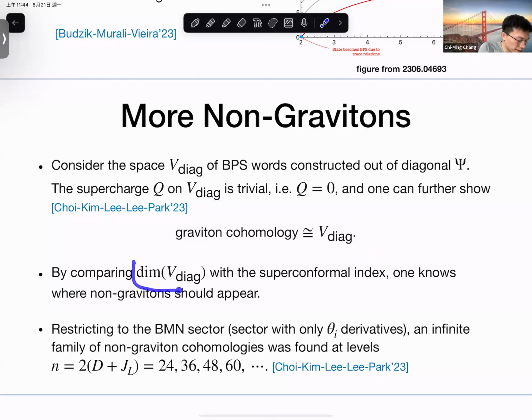By comparing the dimension of this space with the superconformal index, if there is some mismatch, we know where the non-gravitons should appear. After we know the charges of these non-gravitons, it is relatively easy to explicitly construct the non-graviton cohomology. In particular, they focus on the BMN sector, the sector with only theta derivatives, and they found an infinite family of non-graviton cohomologies at level 24, 36, 48, and so on.